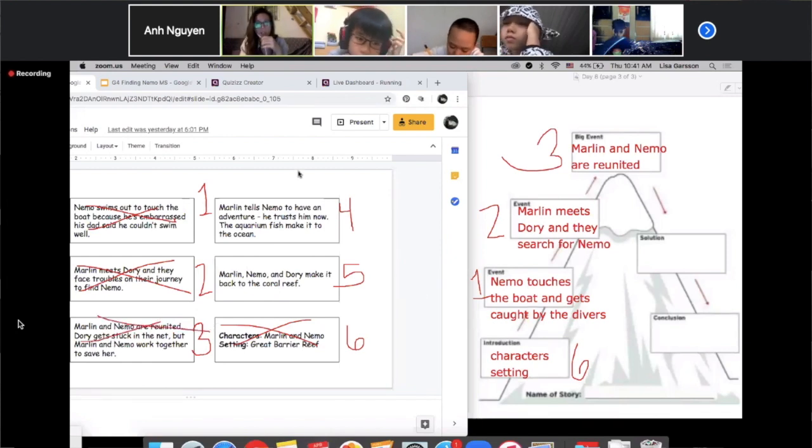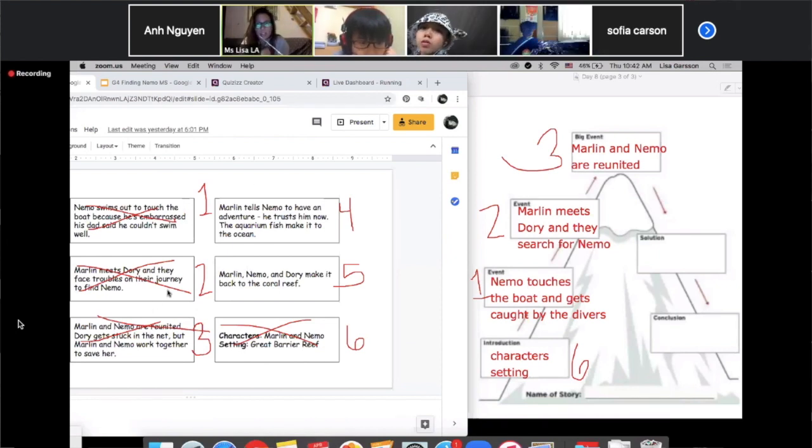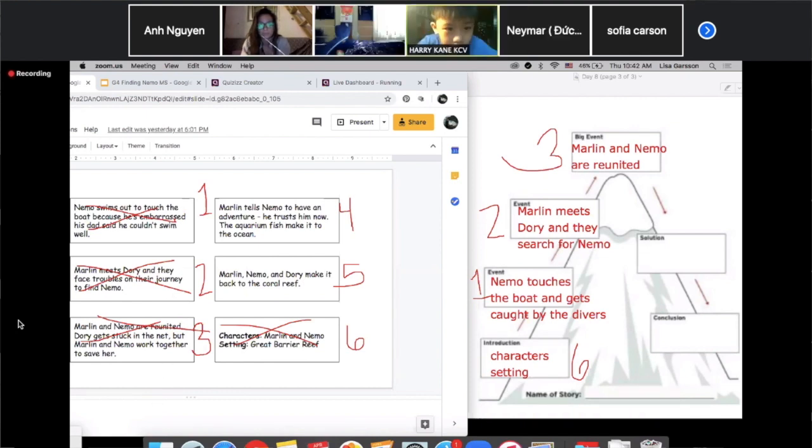And now we need to talk about our falling action. We have our climax, the turning point, back down to our solution. What's our falling action? Marlin tells Nemo to have an adventure. He trusts him. Is that the falling action or is that the resolution? Resolution. Okay, so I want to know what the falling action is.